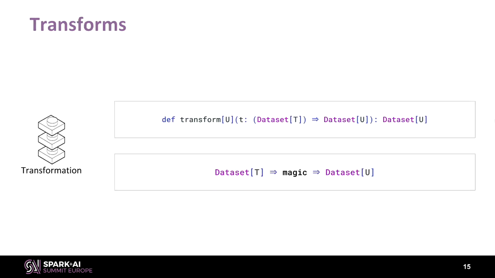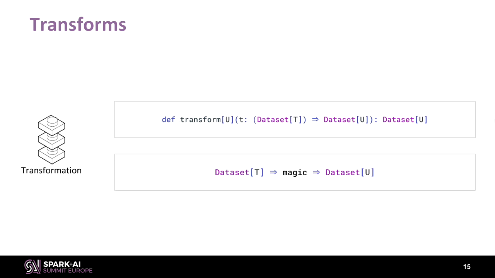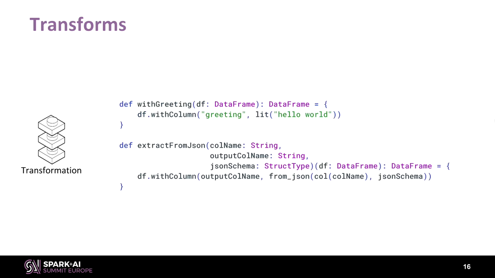Then let's talk about transforms. This line is from the Scala documentation, the first one. Given a dataset, it returns another dataset. It's a transform. Some magic, I would like to say, happens inside. If we show 2 basic examples, we have one that, given a data frame, adds hello world to it. I will be using data frames. I know I said dataset, but as you know, a data frame is just a dataset of rows, so it's easier to use it like that.